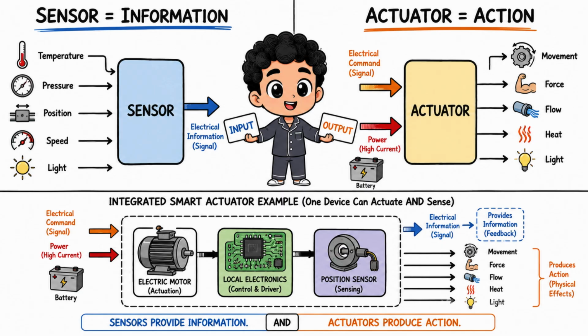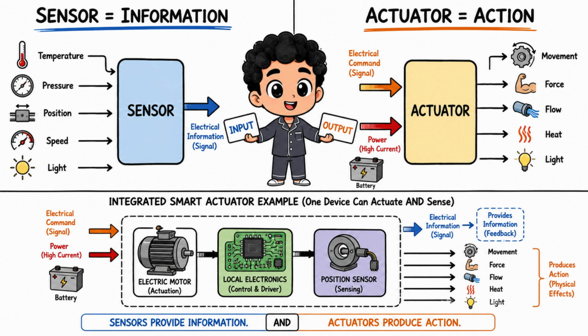A sensor converts a physical condition into information that an electronic system can use. The physical condition may be temperature, pressure, position, speed, acceleration, light, current, voltage, or chemical concentration. The sensor does not decide what the vehicle should do. It reports a measurement or a state.